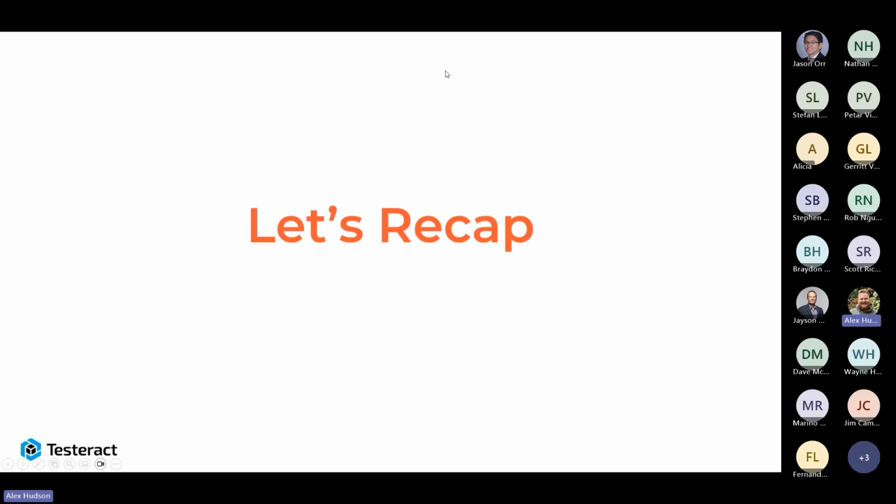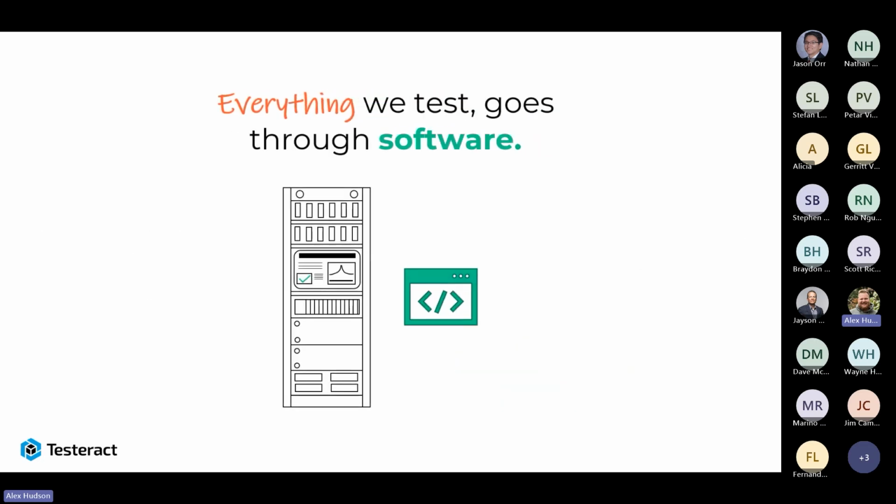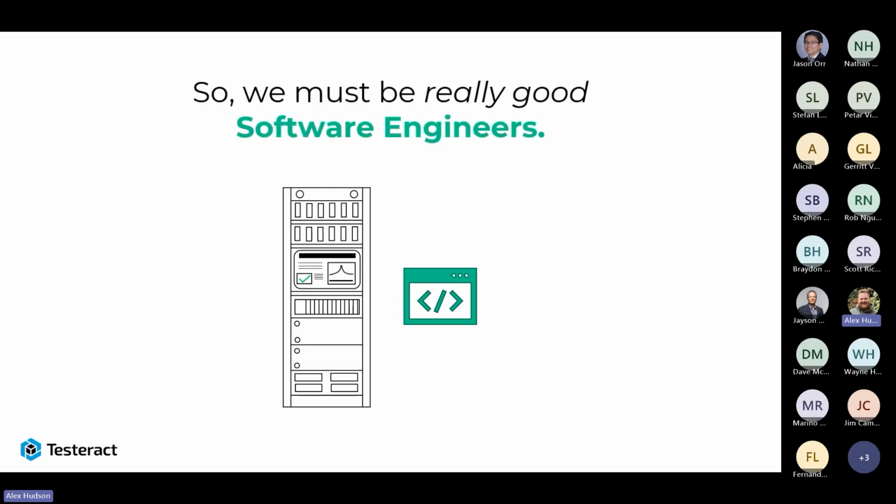We've gone quickly. So we're going to recap just for anyone who joined a little bit later. We are test engineers, and we test not just a lot of things, we test everything. I have had to test glue. I have had to test things over an acid bath. So we test everything. And because we are automated test engineers, everything we test goes through software. And so at the end of the day, we really need to be good software engineers. That's going to make our life really useful.